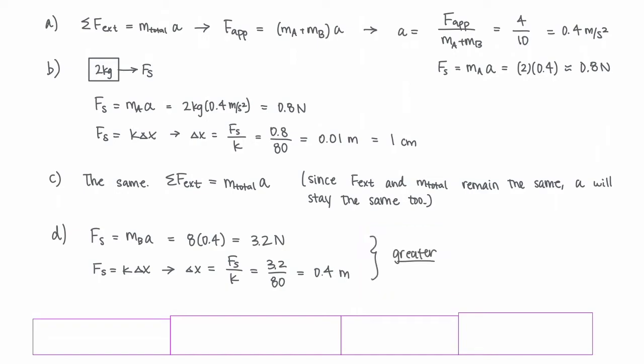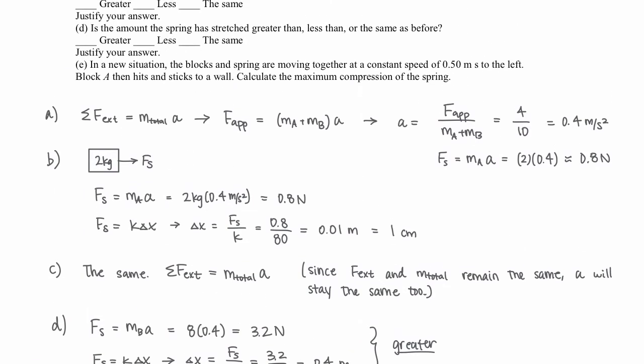So that is greater. For part E, in a new situation, the blocks and spring are moving together at a constant speed of 0.50 meters per second to the left. Block A then hits and sticks to a wall. Calculate the maximum compression of the spring. Well, when block A hits the wall, B is initially moving with kinetic energy, and that's the only form of energy that B has. And when it hits the wall, it's going to lose all of that kinetic energy, but it's going to be transferred by compression of the spring into spring potential energy.